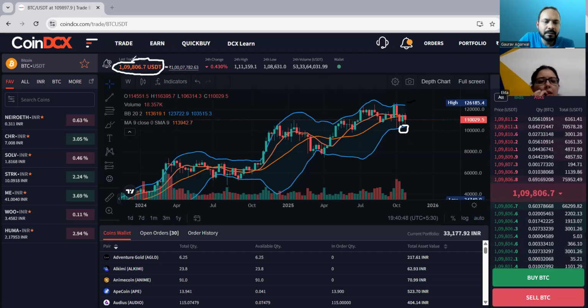So the price is currently 1,09,000 US dollars. I think last time it was somewhere around 1,25,000, correct? Maybe. Okay. So now you have to do your basic analysis, how you analyze anything, whether it's a stock or a crypto, using the Bollinger Band.